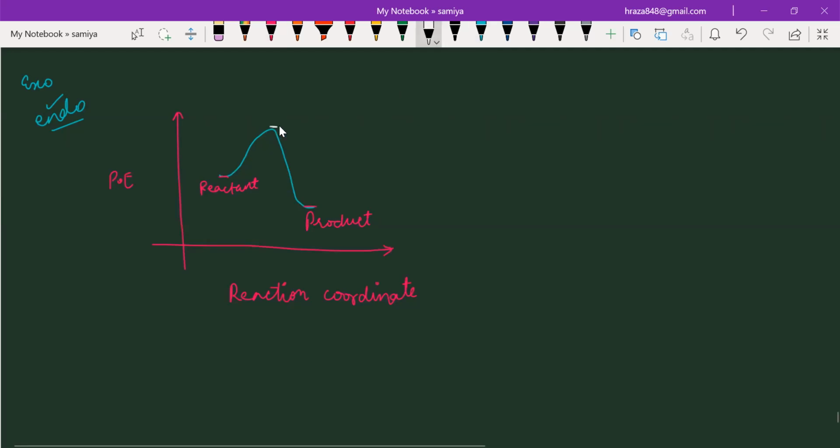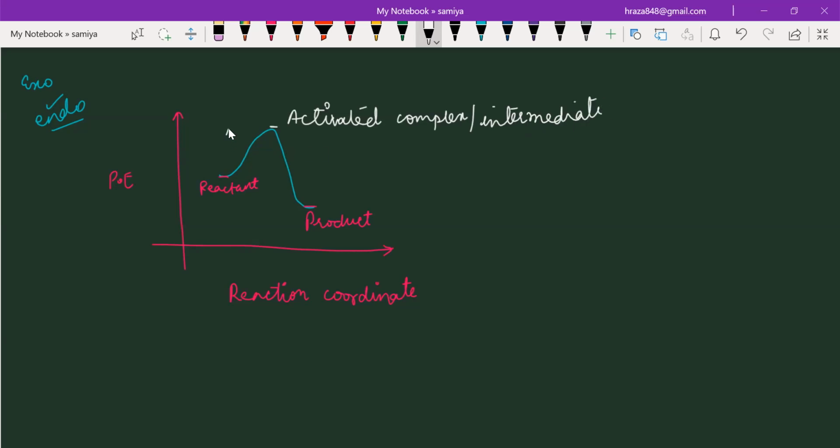And I told you that this point is the activated complex, or we can call it the intermediate. And the energy between reactant and intermediate is called activation energy. This path is basically the path without catalyst, and we can also say this is the activation energy without catalyst.